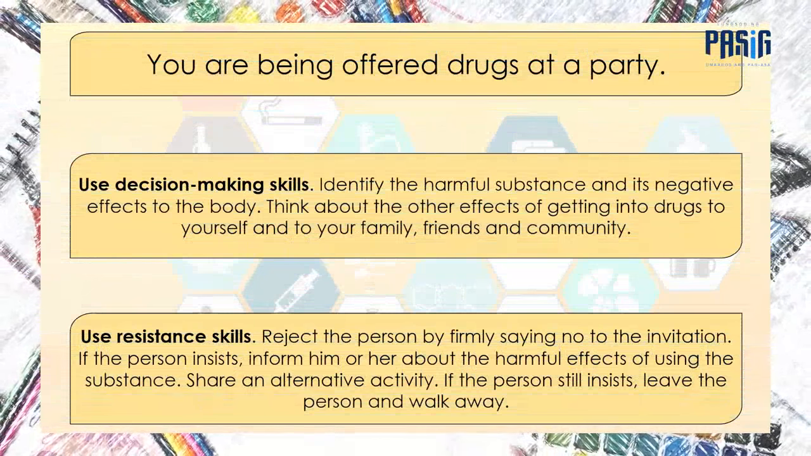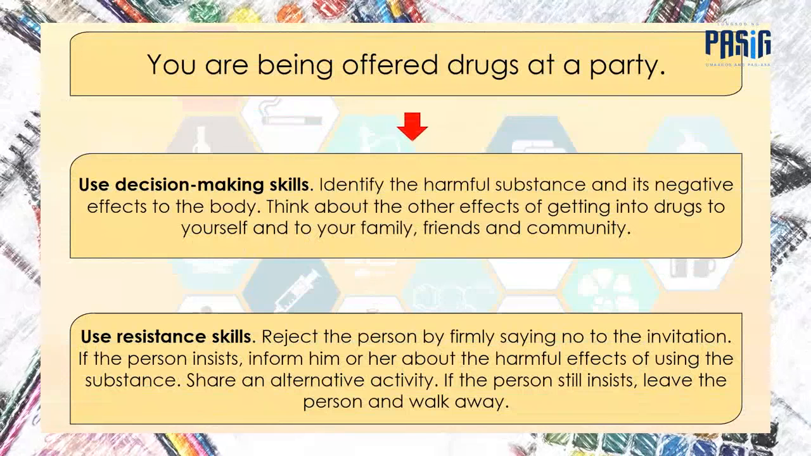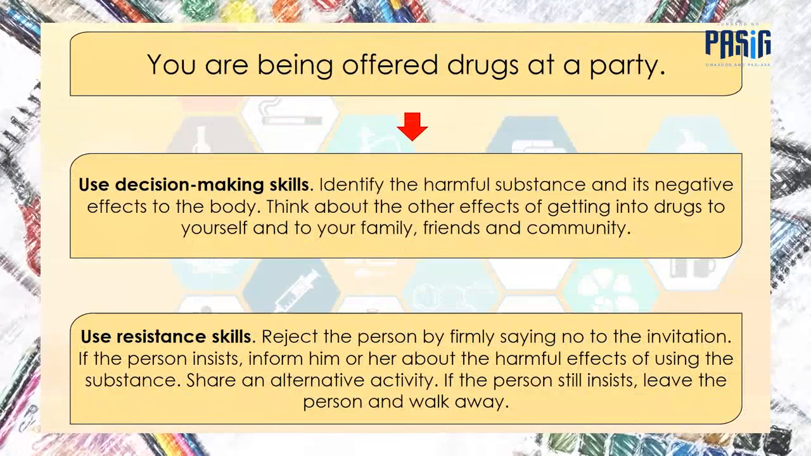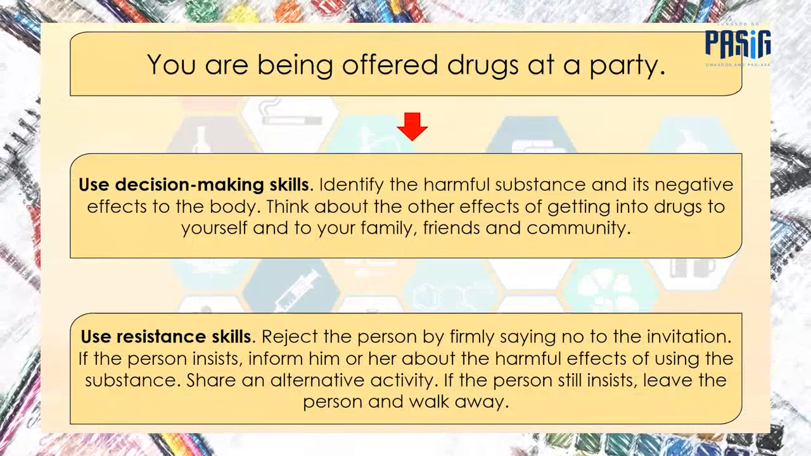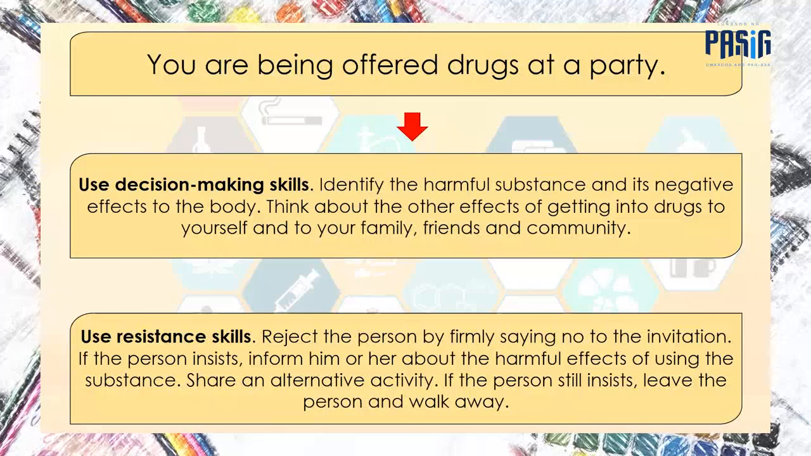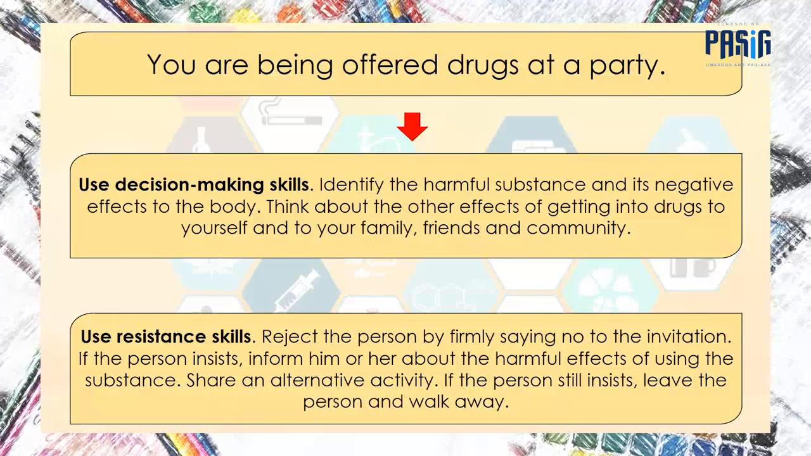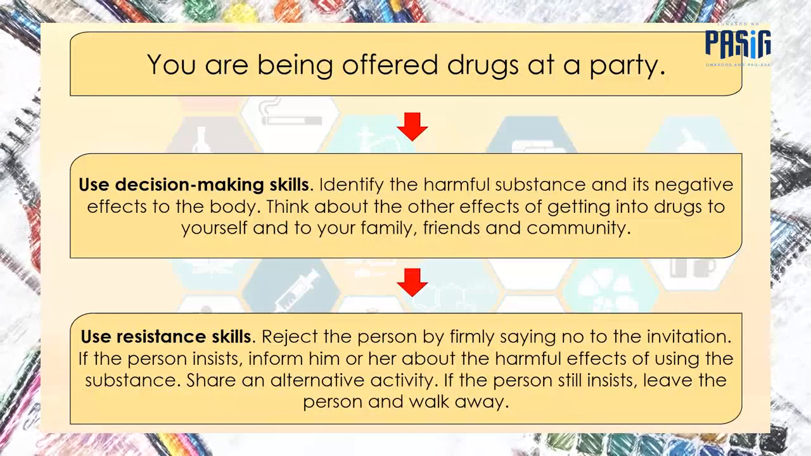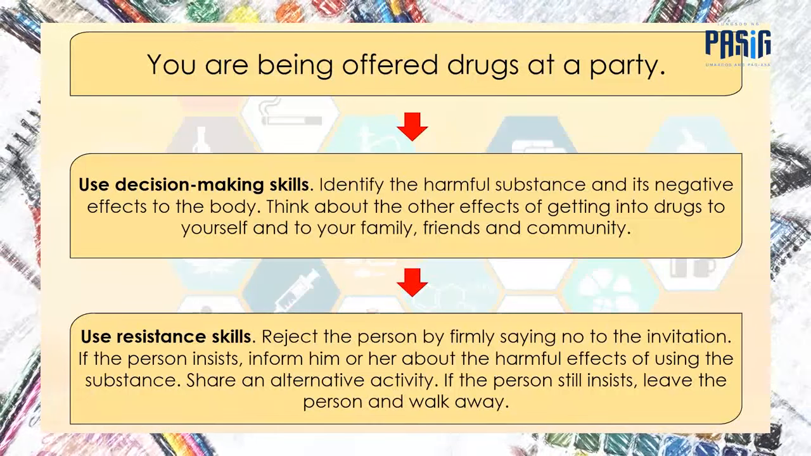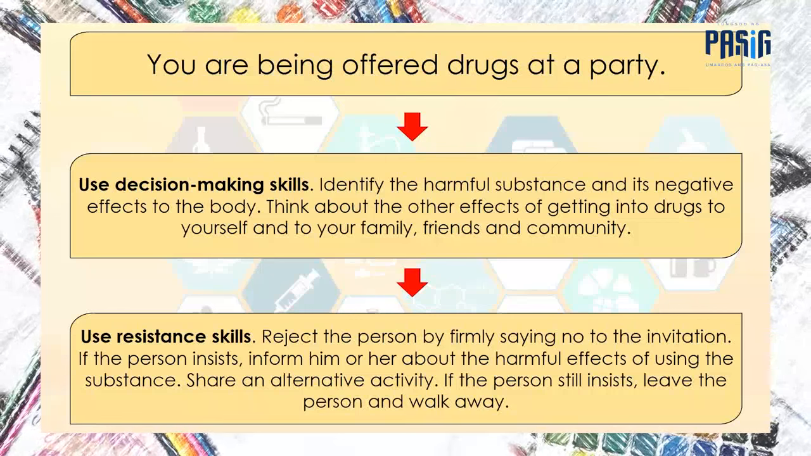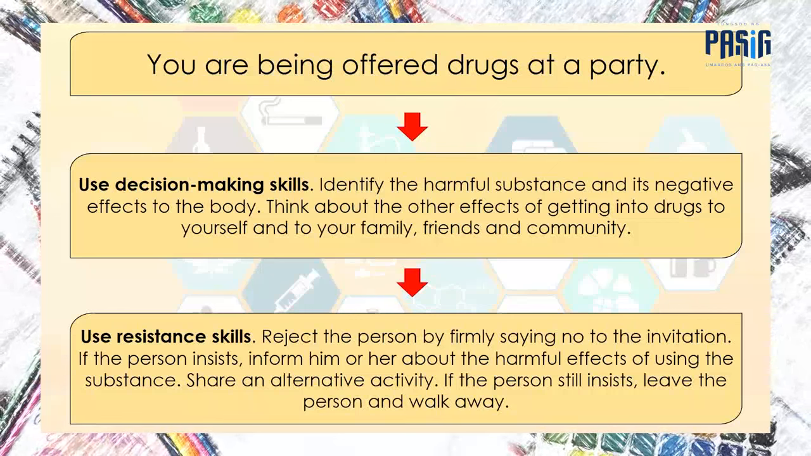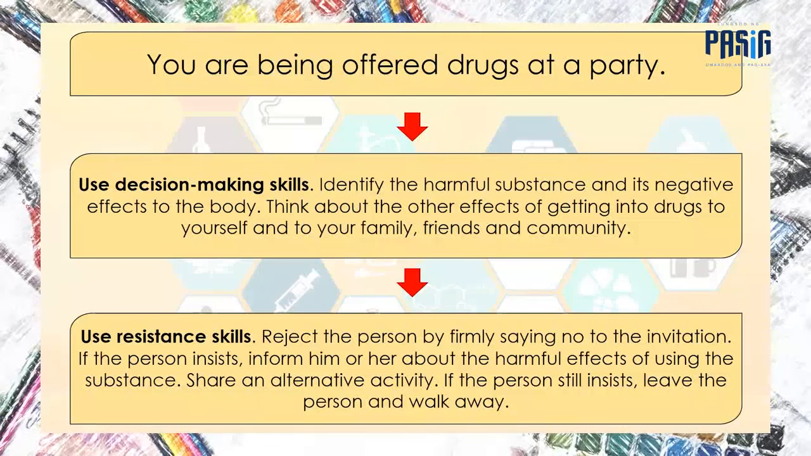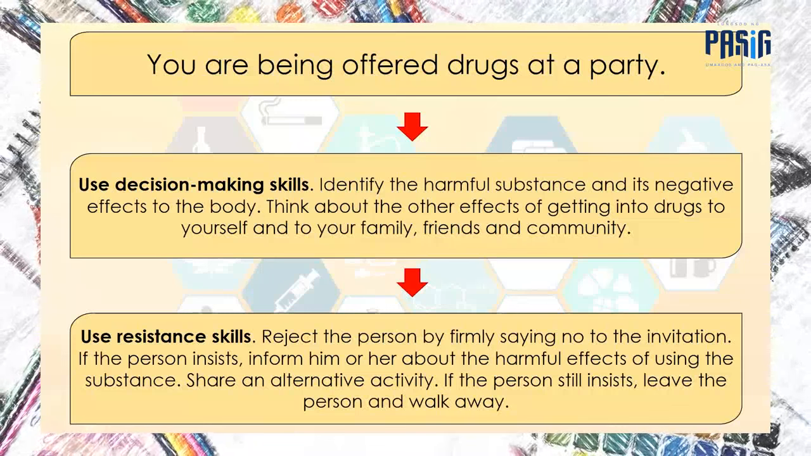You are being offered drugs at a party. Use decision-making skills. Identify the harmful substance and its negative effect to the body. Think about other effects of getting into drugs to yourself and to your family, friends, and community. Use resistance skills. Reject the person by firmly saying no to the invitation. If the person insists, inform him or her about the harmful effects of using the substance. Share an alternative activity. If the person still insists, leave the person and walk away.